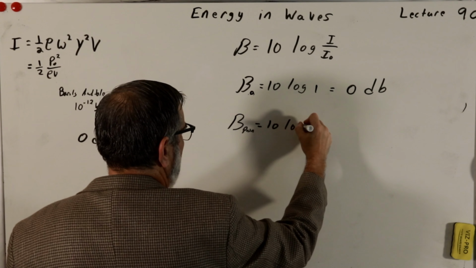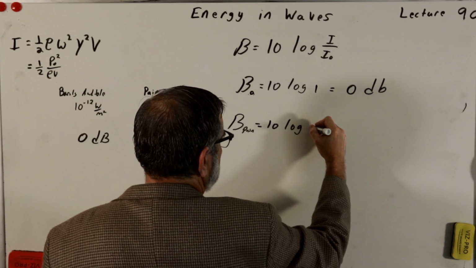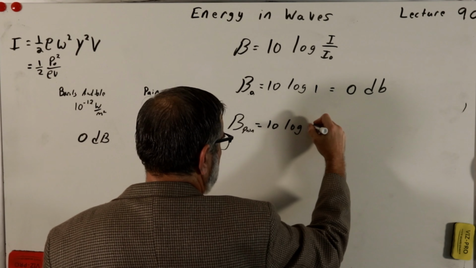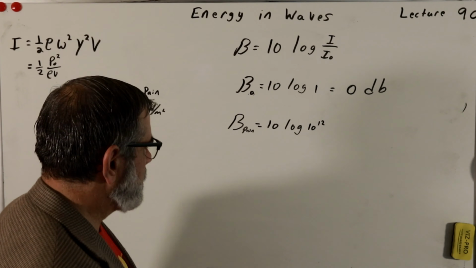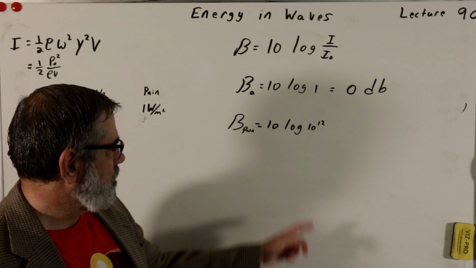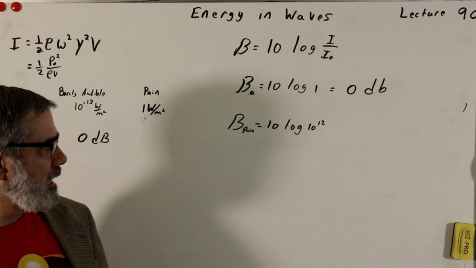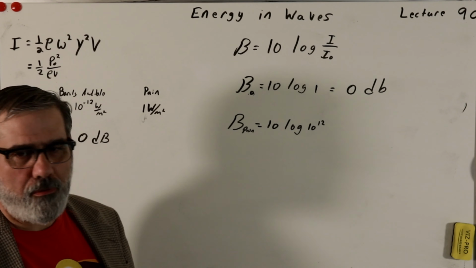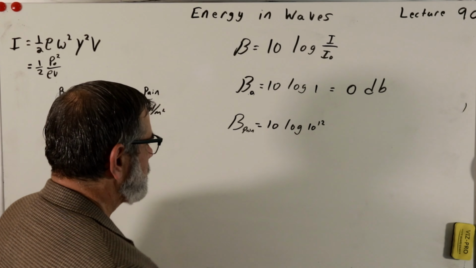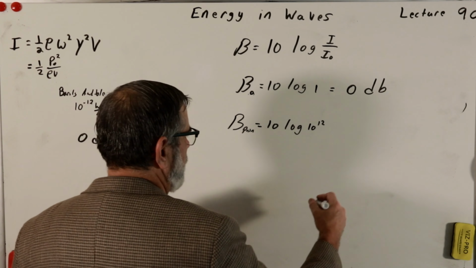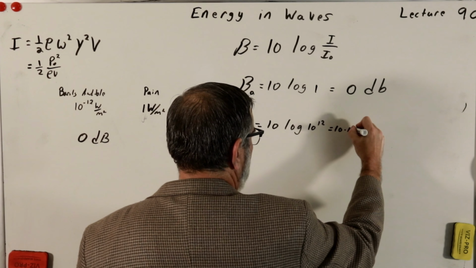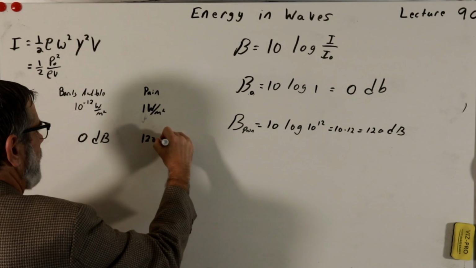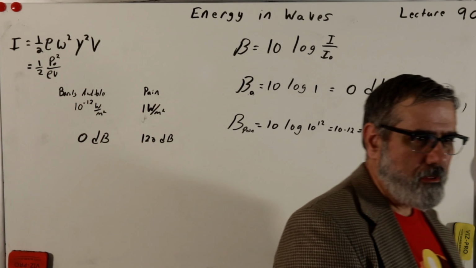Beta is 10 times the logarithm of, well, it's 1 divided by 10 to the minus 12, right? So that's 10 to the 12. Well, that's an easy question to answer. What is logarithm base 10 of 10 to the 12? It's asking what power do I have to raise 10 to in order to be equal to 10 to the 12? 12, right. So log base 10 of 10 to the 12 is just 12. So this is equal to 10 times 12, which is equal to 120 decibels, okay? So 120 decibels.